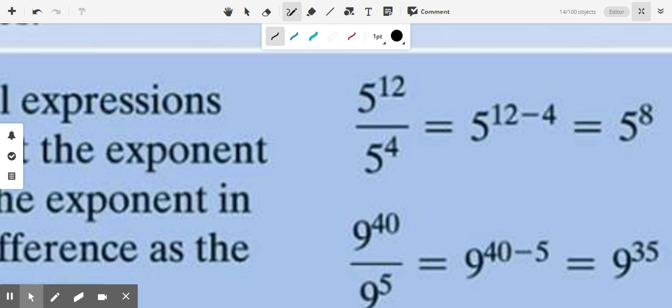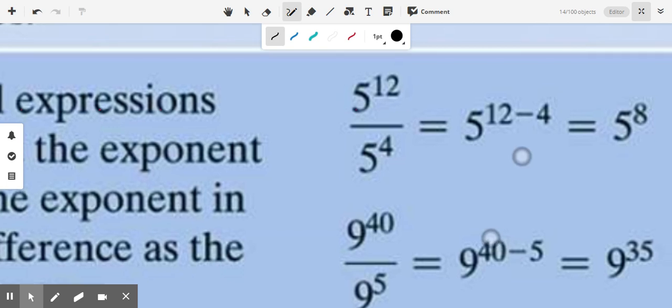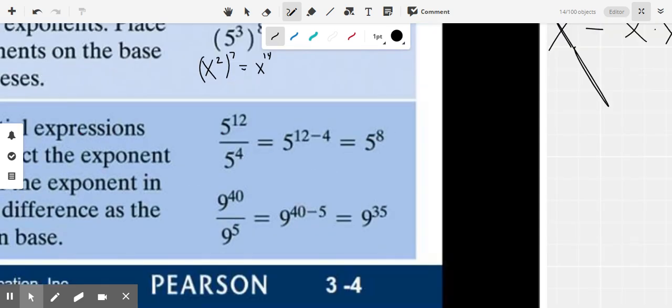The next one, 9 to the 40th power over 9 to the 5th. 40 minus 5 is 35. So if we were looking at variables, what I would look at is if I had x to the 7th over x squared. They both have a base of x, so I would subtract. 7 minus 2 is 5.